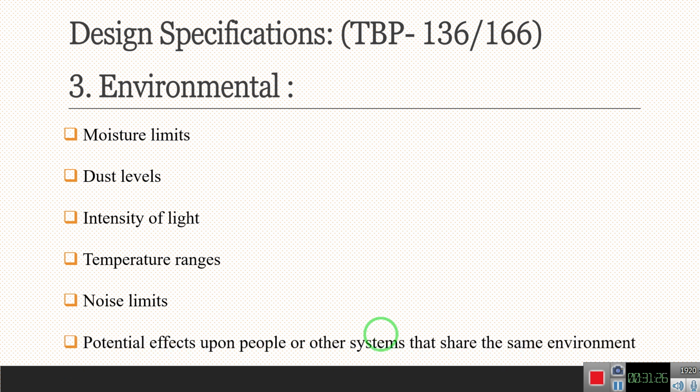Potential effects upon people or other systems that share the same environment. Say we are sharing the same environment, in one colony or one area, where an industry is there and a residential area also is there. The industry producing some products, or producing some electricity, should not affect the environment so that the nearby residential area or nearby trees are affected. So this is about the environment.